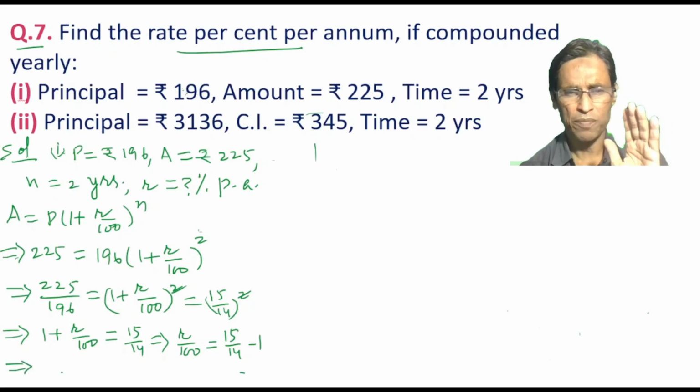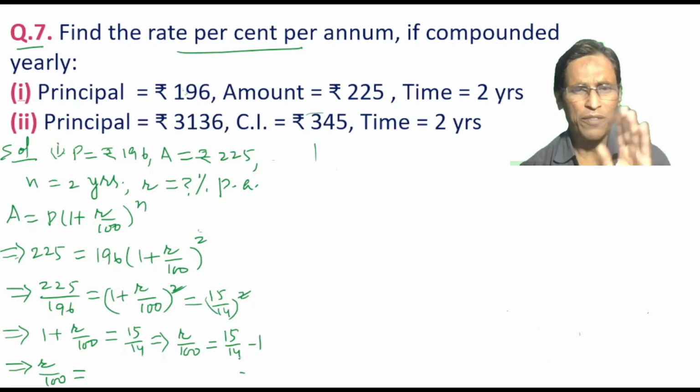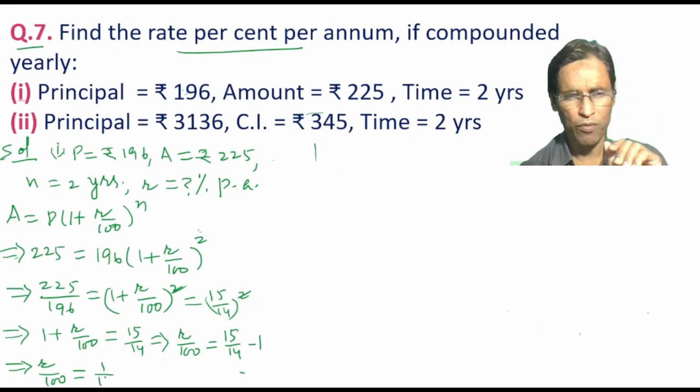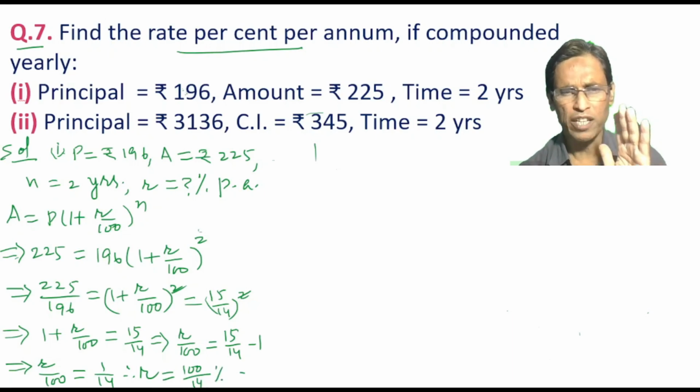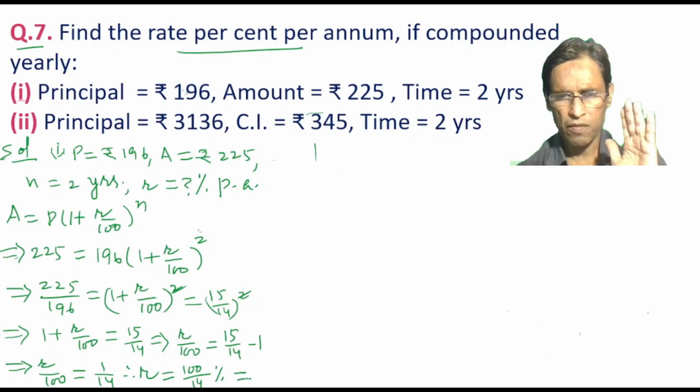In the next step we get R by 100 equal to 15 by 14 minus 1 gives the result 1 by 14, and so we have 1 by 14. Therefore R equal to 100 by 14, and it should be in percent, so 100 by 14%. Now on further simplification we get 7 1 by 7%. Answer.